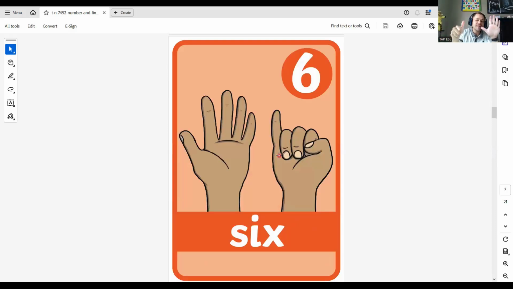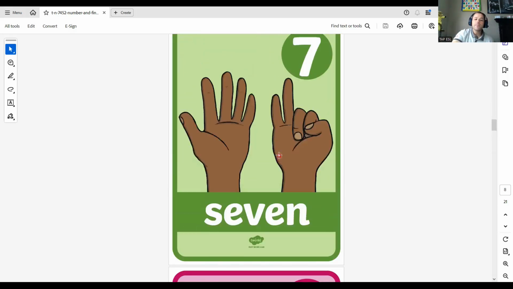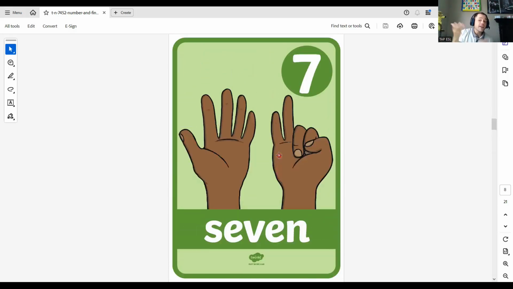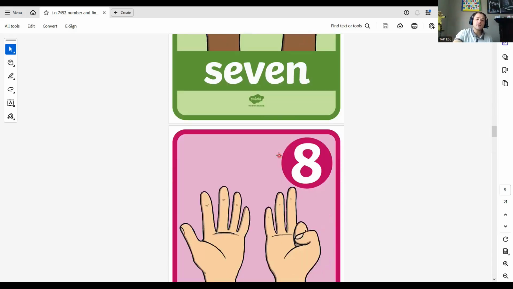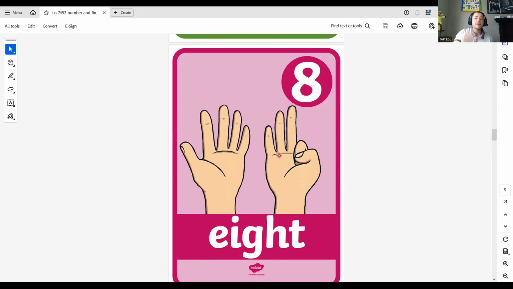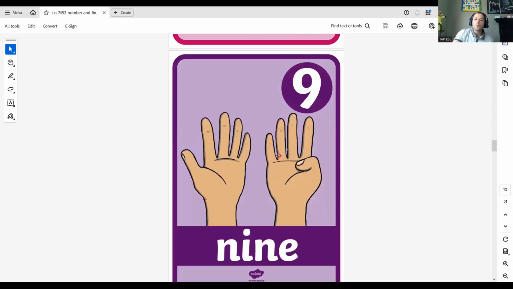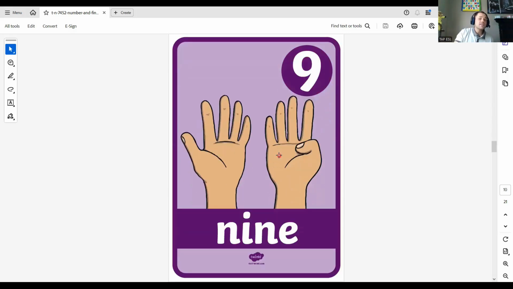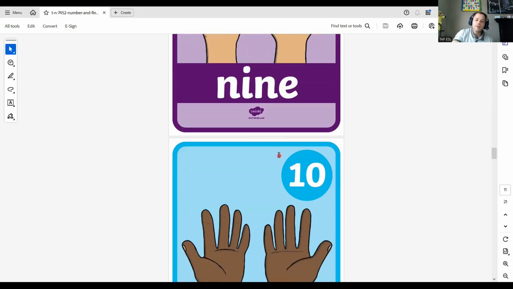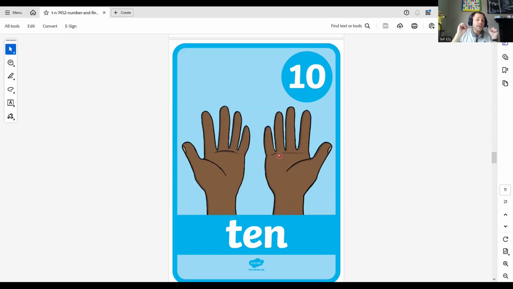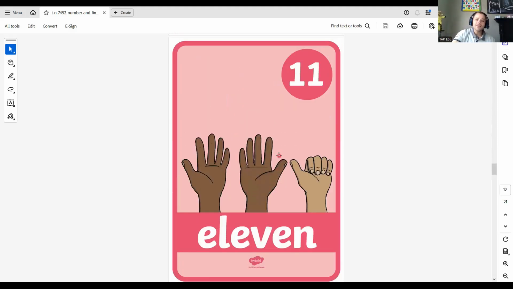What number is this? The number is 6. What number is this? The number is 7. What number is this? The number is 8. What number is this? The number is 9. What number is this? The number is 10.